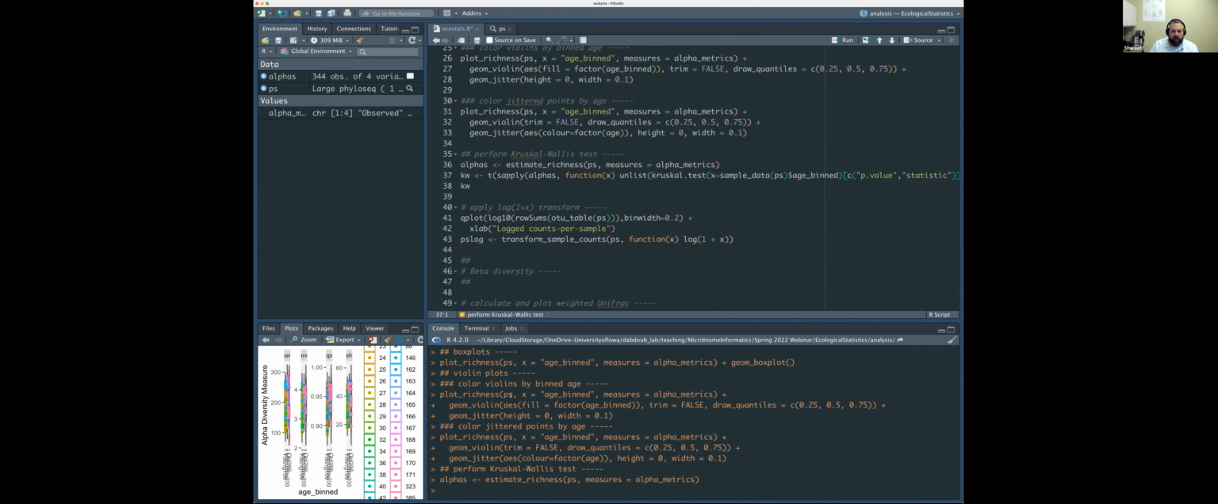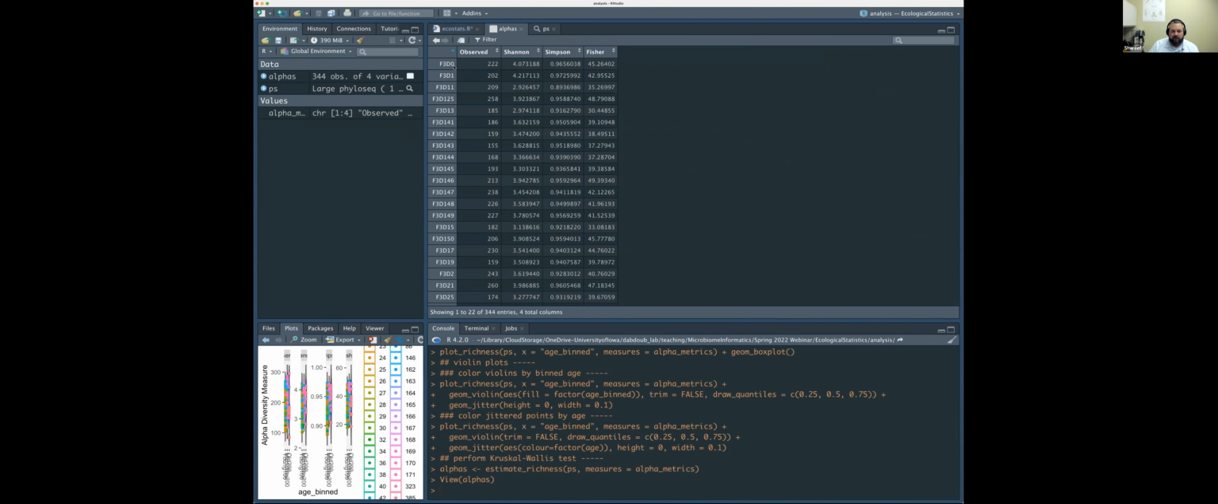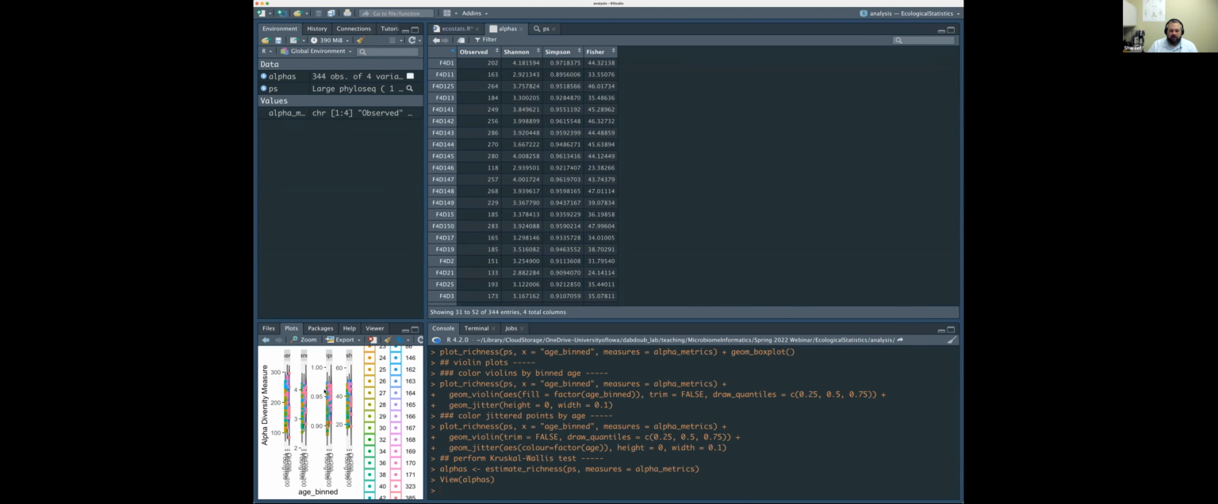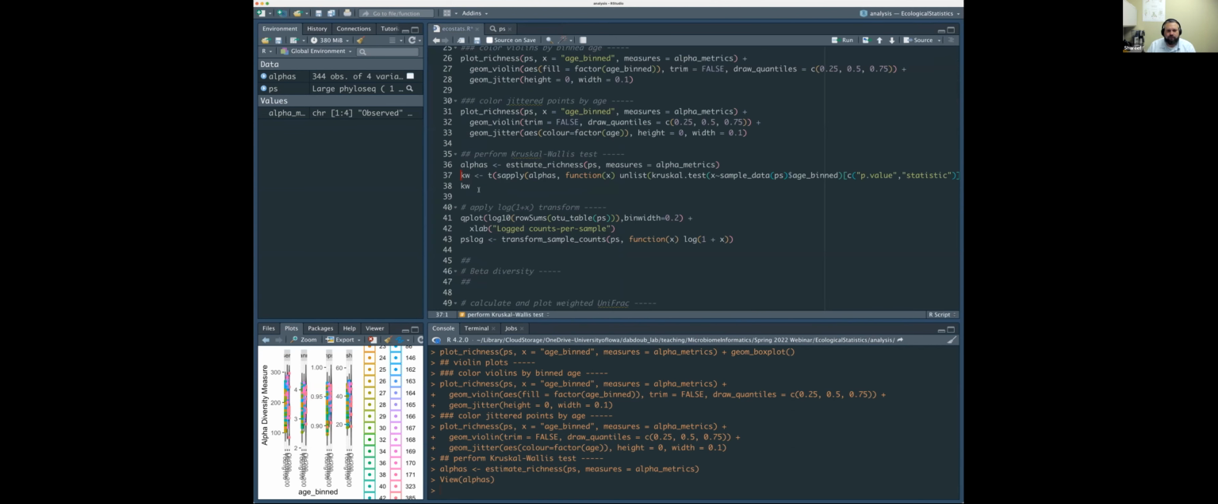And so if we view the alphas table, it gives us for each sample, for each alpha metric, the metric. So we can see for sample F3, so this is female number 3, day 0, female number 3, day 1, etc. The observed richness is 222, the Shannon diversity is 4.07, etc. And so this is the underlying data table that was being plotted in each of the box and violin plots that we saw earlier.